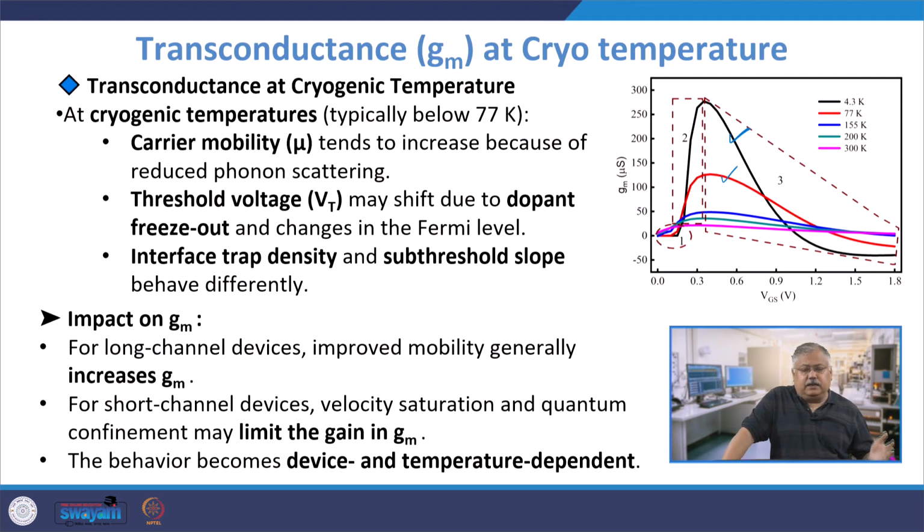However, please keep in mind that the interface trap density and the subthreshold slope obviously behave in a different fashion. Now, let us look at the impact of these variations on the transconductance. For long channel devices, primarily there is an improved mobility, and that increases the value of transconductance. For very short channel devices, the main reasons are velocity saturation and quantum confinement. Velocity saturation means that the velocity of the charge carriers cannot go beyond a particular point, because the scattering mechanisms become as fast as your drift velocity.